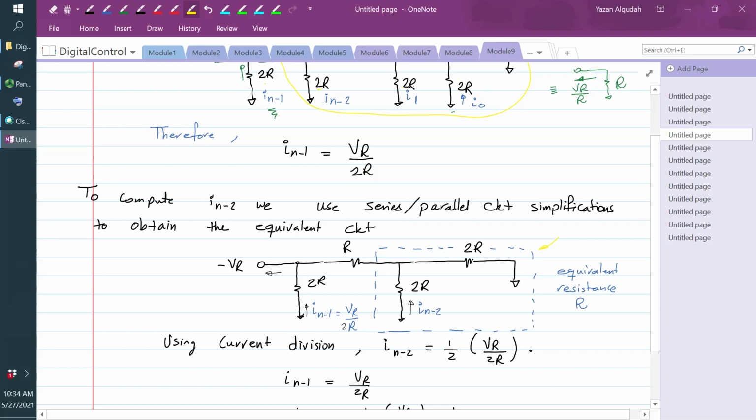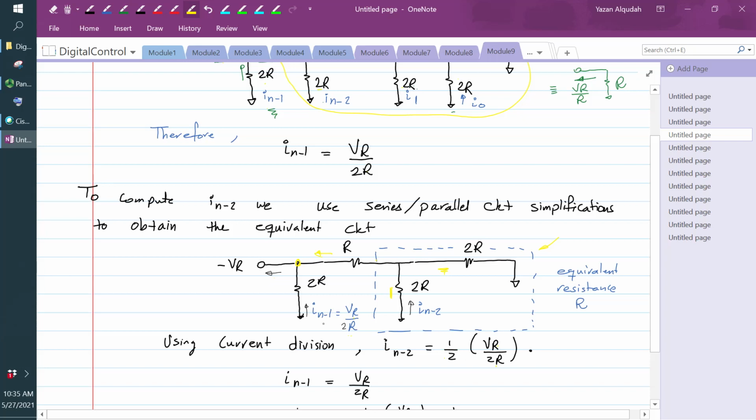Okay, now if I look at this circuit, I can see that IN minus 2 is going to equal VR over 2R multiplied by 1/2. Why? Because we said the total current is going to split equally at this node here. So this other current that is coming this way is going to equal this current, which is VR over 2R. Now this current is going to split equally between this branch and this branch here, and therefore, that's where I got this 1/2. Does that make sense?